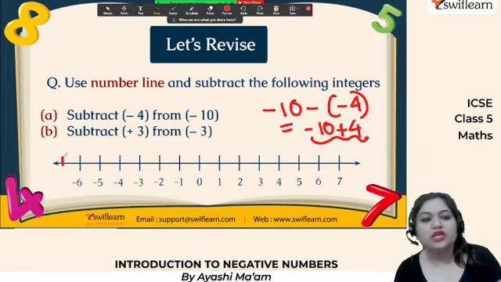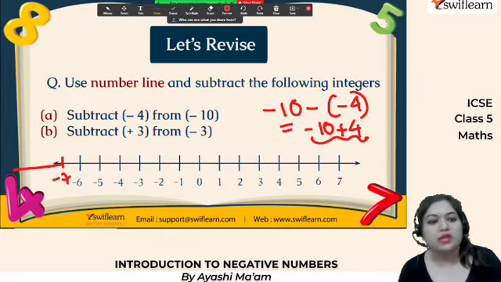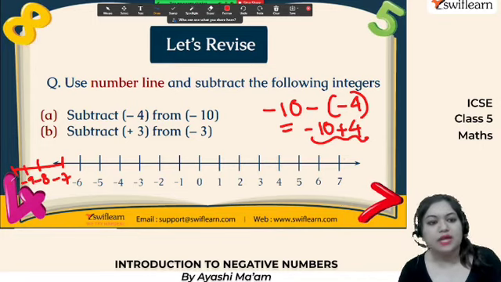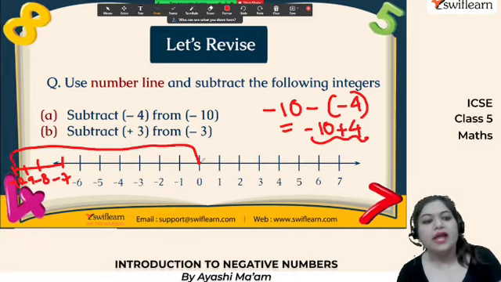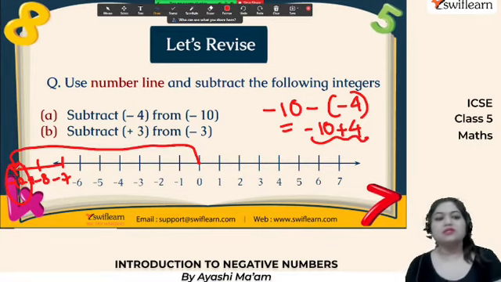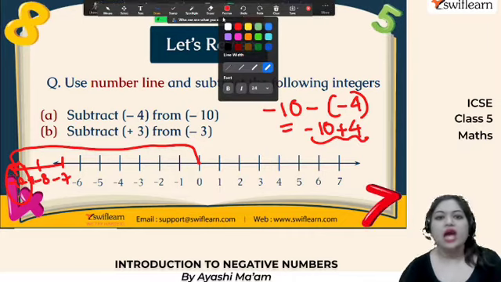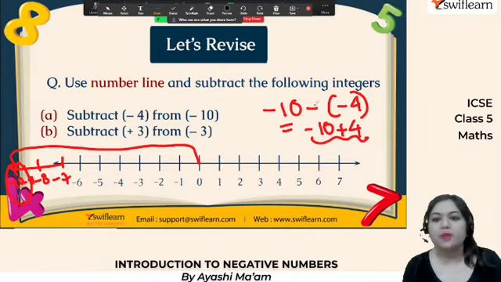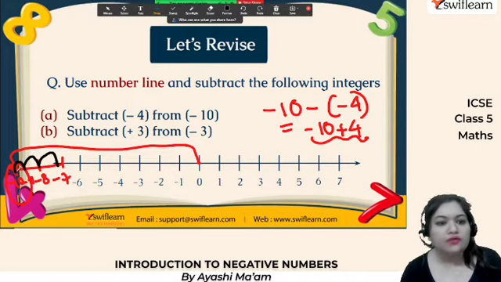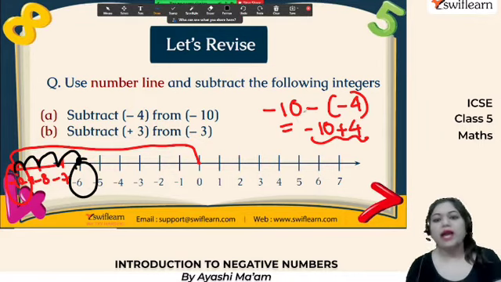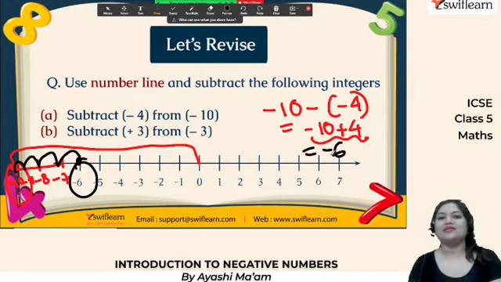So first we need to go to, so say this is -7, -8, -9, -10. So from 0, at first we are moving left and we are coming to -10. This is our -10. Now we have to move 4 steps ahead, +4, right? So what you will do? 1, 2, 3 and 4. So we are stopping at -6. So answer will be -6, right?